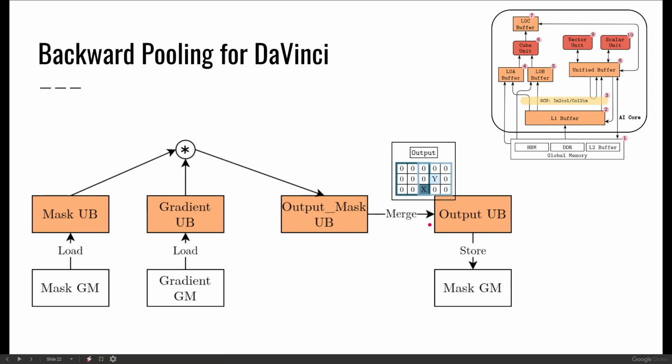So we need to sum them back to the original shape. And if we have any overlap, that needs to get summed. And then we just store it back to the global memory, and that's our result.